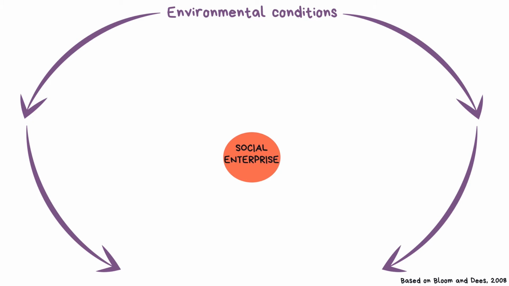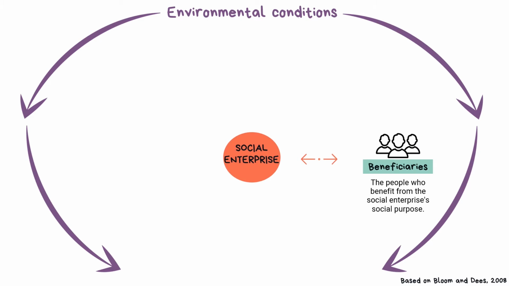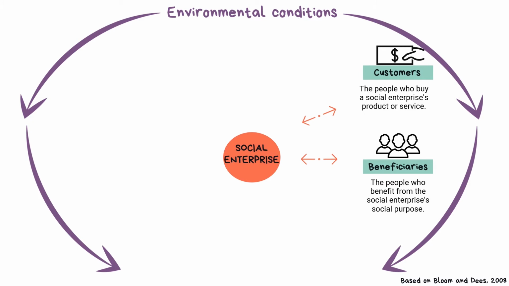Most importantly, a social enterprise has beneficiaries. These are the people who benefit from the social enterprise's social purpose or mission. Depending on the type of social enterprise and its business model, beneficiaries may also be customers. That is, the people buying the social enterprise's products or services. Or customers may be a separate group, with different needs and motivations.